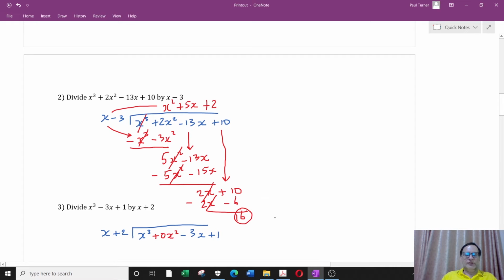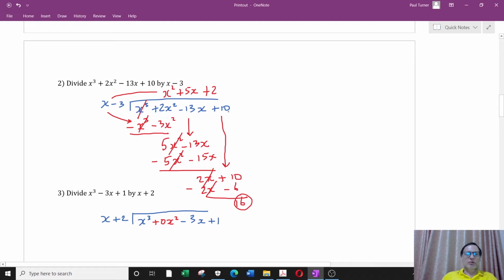In most questions, you'll have a remainder which is not 0, which means because you've got remainder 16, this x minus 3 is not a factor of your polynomial. And we'll cover that more later. So this is your quotient here. That's your quotient, and this is your remainder here after division.